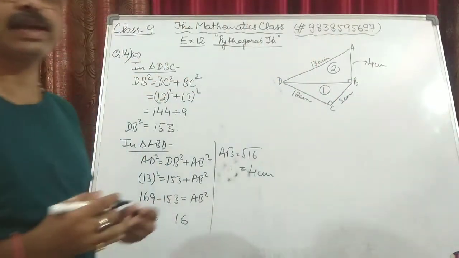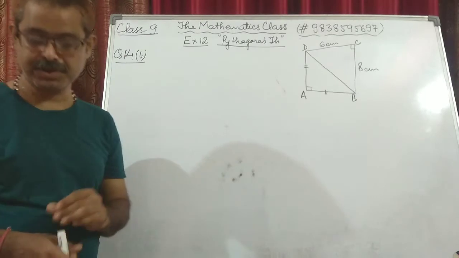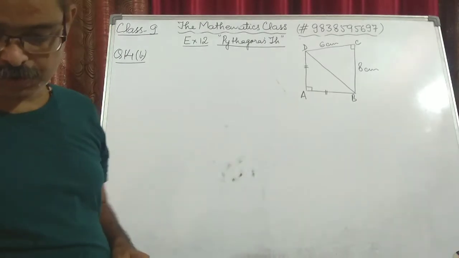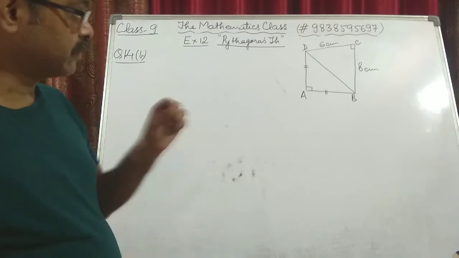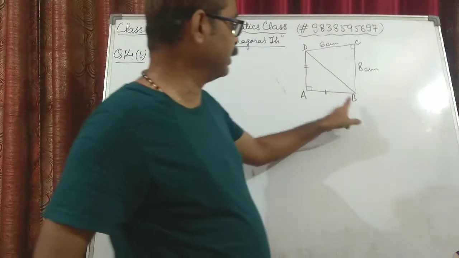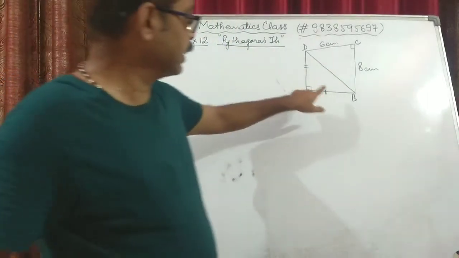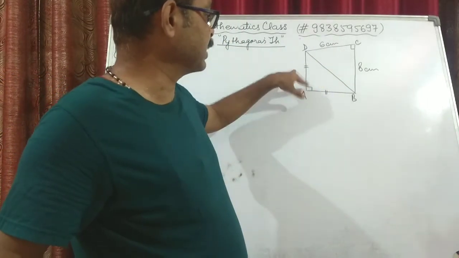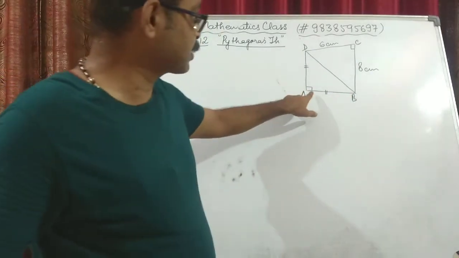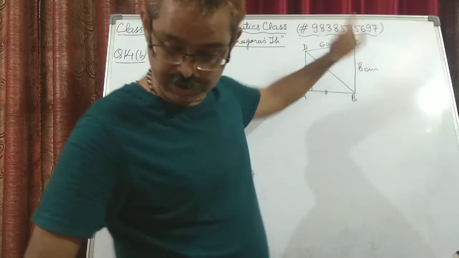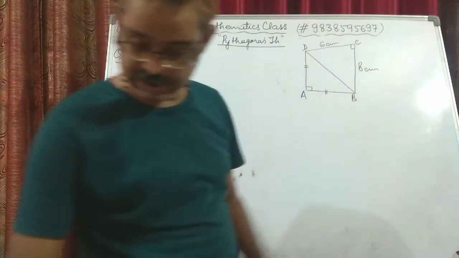Now we move on to the second part of this question. The second part of question 14 is again based on the figure. They say in figure 2 there is a quadrilateral ABCD, in which AB is equal to AD. So I have made two lines. It means AD and AB are equal. Angle A is 90 degree and angle C is also 90 degree. BC is equal to 8 centimeter. DC is equal to 6 centimeter.